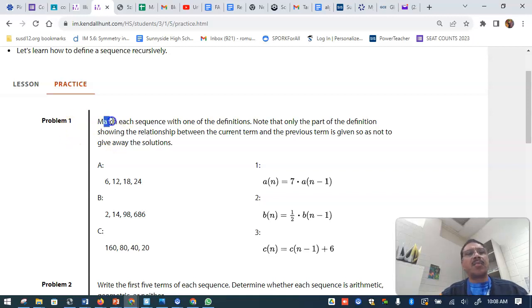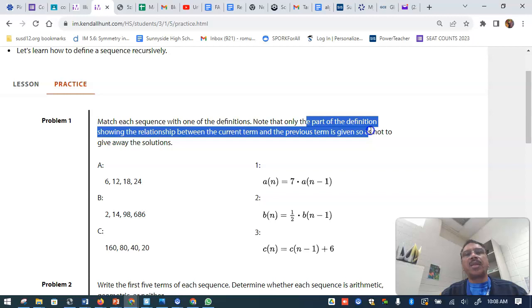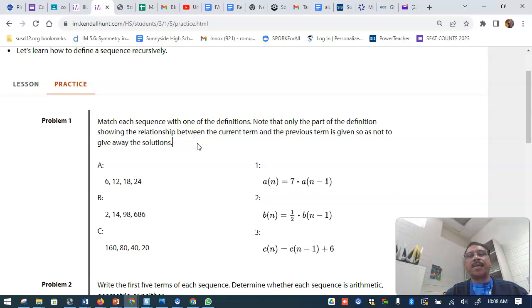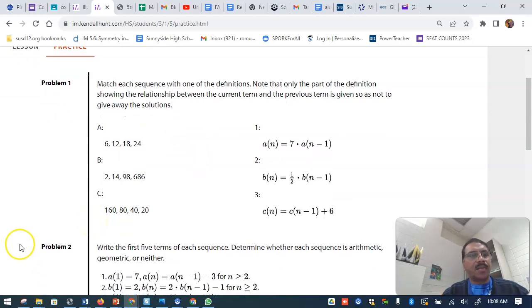Problem number 1 says match each sequence with one of the definitions. Note that only part of the definition, showing the relation between the current term and the previous term, is given, so as not to give away the solutions. Okay, so let me pull this up.